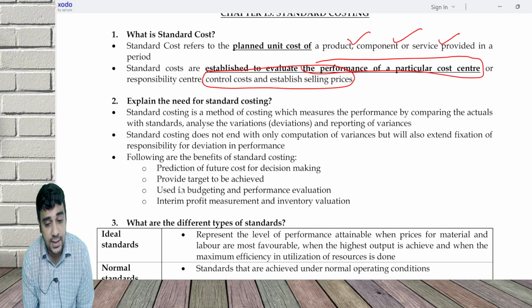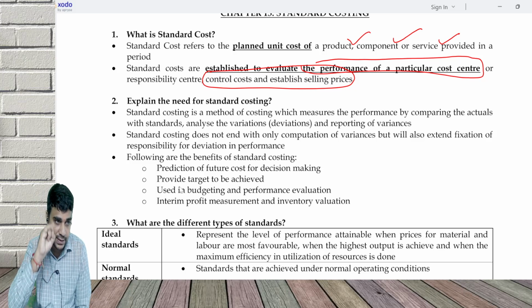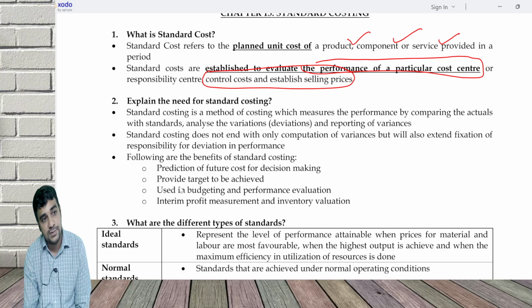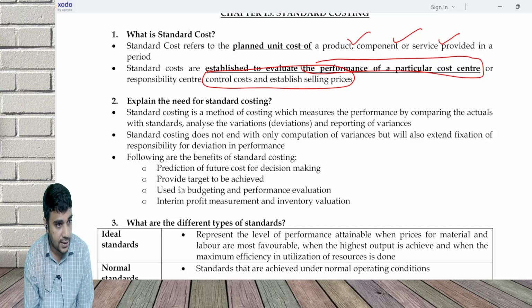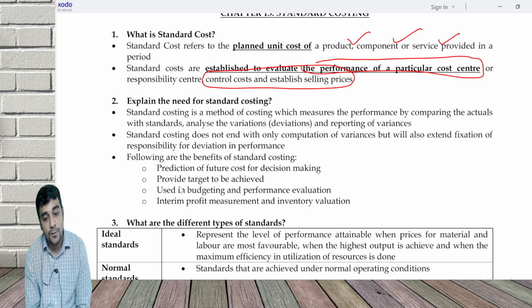So standard costing does not end with only computation of variances. It will also extend to fixation of responsibility. You will see in one of the questions who is responsible. For example, for price variance, the purchase manager is responsible. For usage variance, the production manager is responsible. So somebody is going to be given responsibility for every variance. Following are the benefits of standard costing: prediction of future cost, providing a target to be achieved, use in budgeting and performance evaluation, interim profit measurement and inventory valuation.